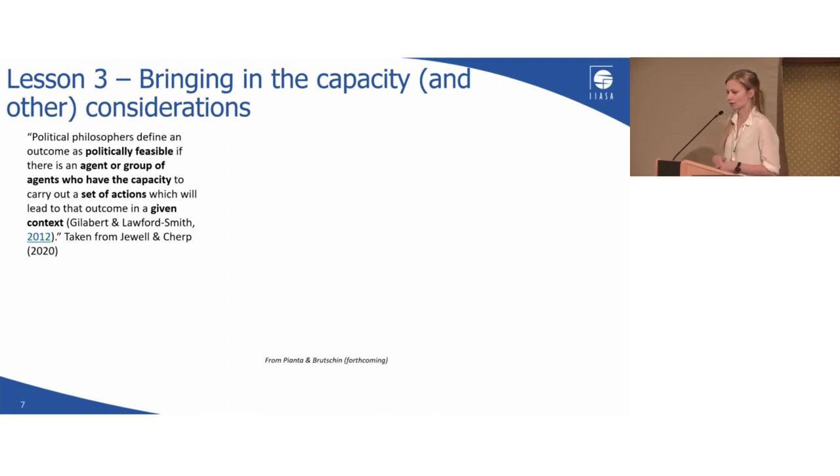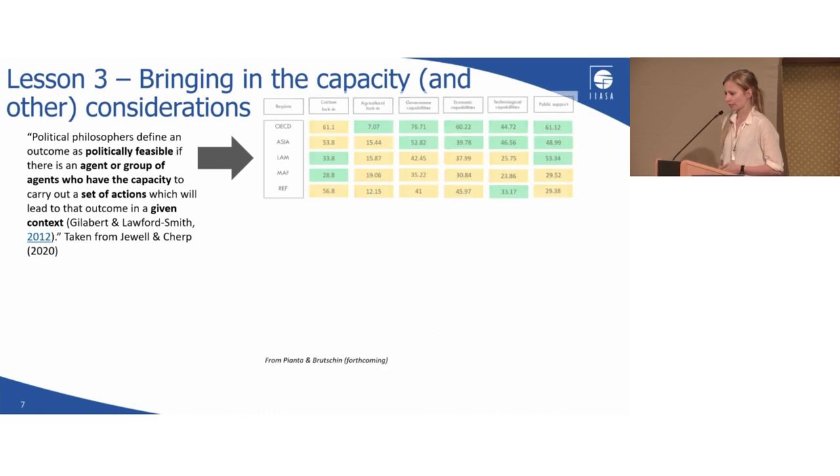From the political philosophy perspective, an outcome is considered politically feasible if the agents or group of agents have the capacity to do so. For example, in our more recent work, the first step we tried to move this forward was to think more systematically about capacity and different types of capacity, and what the insights from political science are.